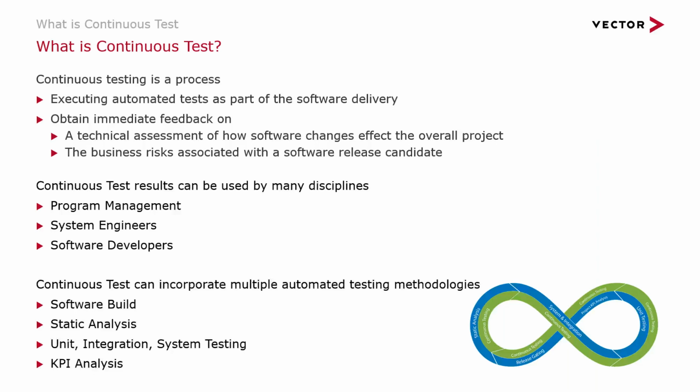Continuous tests can incorporate multiple automated test methodologies as well. So things like software build, static analysis, unit, integration and system testing, also KPI analysis. Those are the key performance indicators like technical debt, schedule changes, things like that. Those can be very important to help run a program better and really increase efficiency.